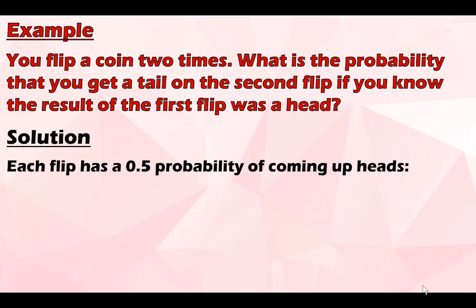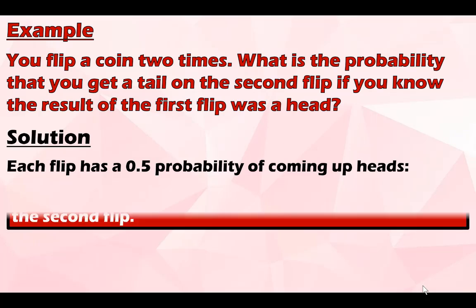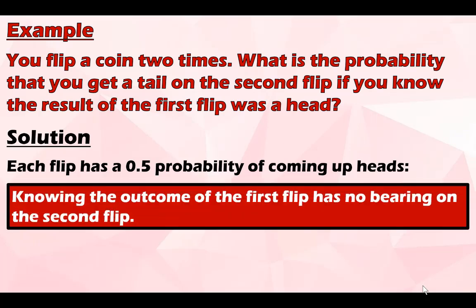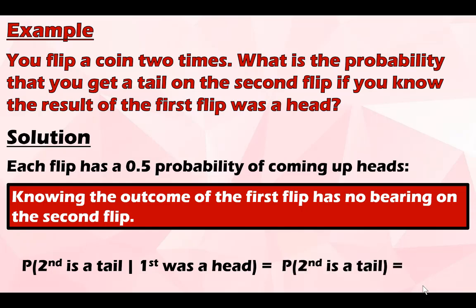But the real question here is, does the first flip affect what happens on the second flip? Knowing the outcome of the first flip here has absolutely no bearing on the second flip. So that means the probability that the second flip is a tail, given that the first flip was a head, is just the probability that the second flip is a tail, which is 1 out of 2, or 0.5. That brings us to a new concept.